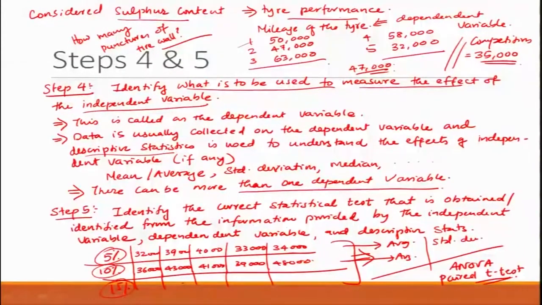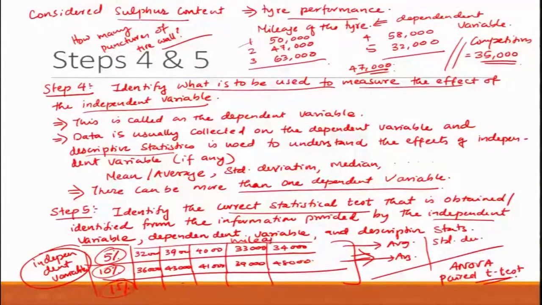So the statistical test that is to be used to make the decision of what sulfur content to use to get the best tire performance should be chosen with the help of information provided by the independent variable. This is the independent variable, and this is the mileage, your dependent variable, and here is your descriptive statistics. These 3 put together tell you how to identify the correct statistical test to make the correct decision.